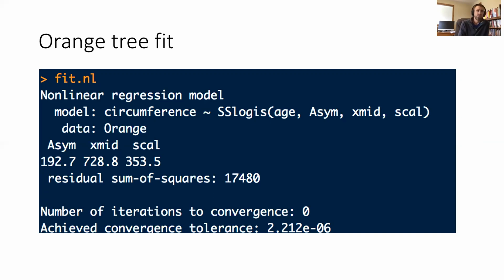So they have interpretation. Because the starting values in this case are so good, the number of iterations until convergence is 0, meaning that the initial values provided by the SS function were practically the ones that already provide you convergence.